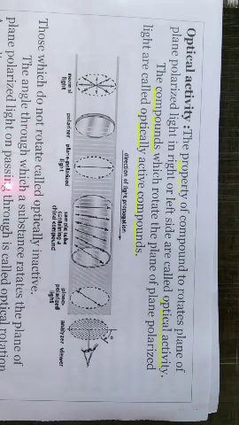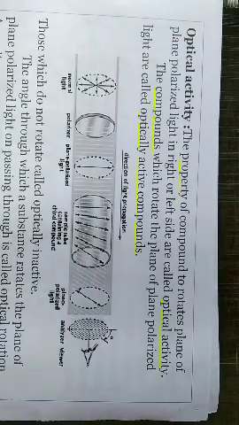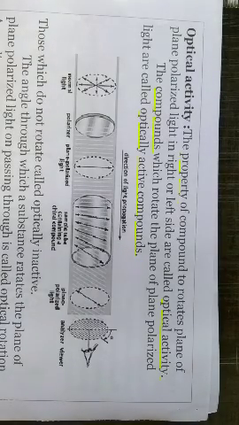The angle through which the substance rotates the plane of plane polarized light on passing through the Nicol prism is called optical rotation. According to the optical rotation, an optically active substance is either dextrorotatory or levorotatory. It depends on which side the plane gets rotated.